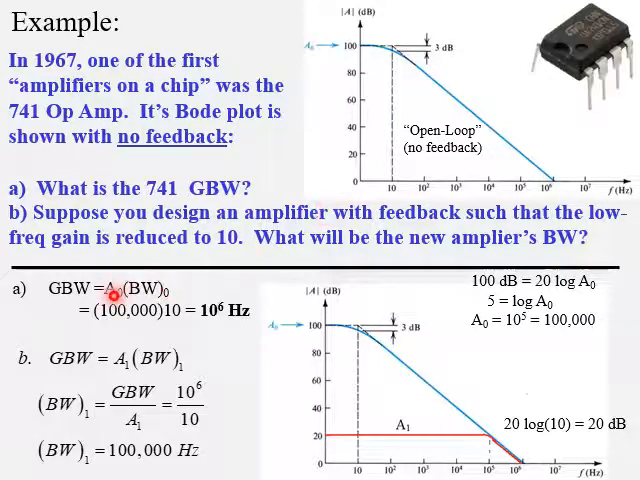So to figure out what A naught is, well, it looks like it's 100, but remember that's decibels. So 100 decibels is equal to 20 times the log of A naught. So we can divide both sides by 20. So we get 5 equals log of A naught. And to take the inverse of the log, we say that A naught is equal to 10 to the 5th power, which is 100,000. So this gain up here, 100 decibels, corresponds to a gain of 100,000.